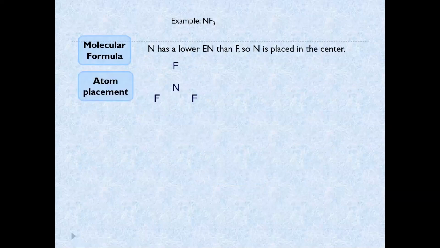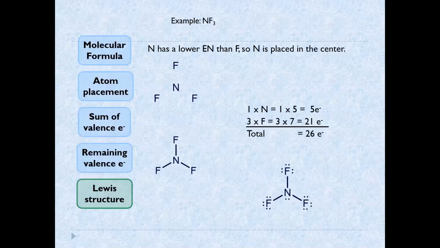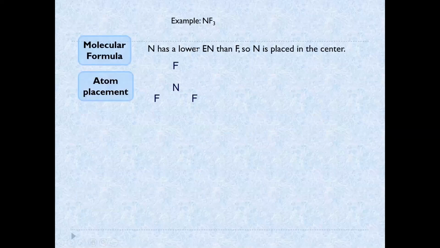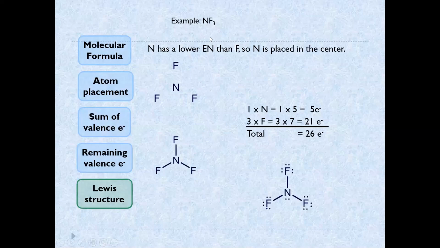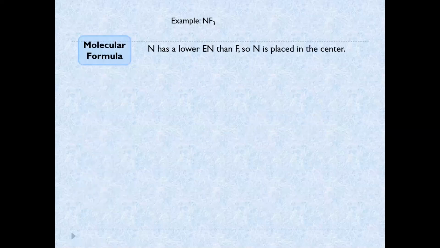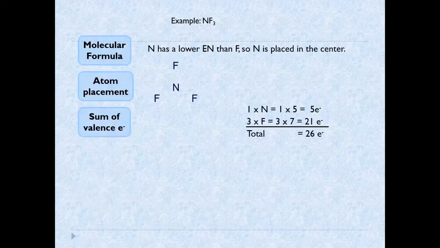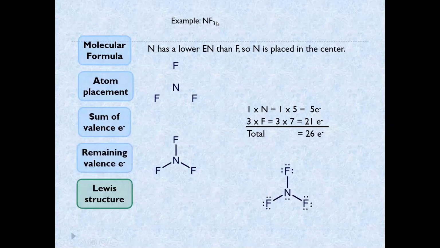So let's use the example that we have on this slide. This slide is running too fast. So let me put, you have NF3. The first step is to determine which one is your central atom. Remember we said that fluorine can never be a terminal atom, it can never be a central atom. Nitrogen has a lower electronegativity than fluorine, so N is placed at the center and is surrounded by the three fluorine atoms.